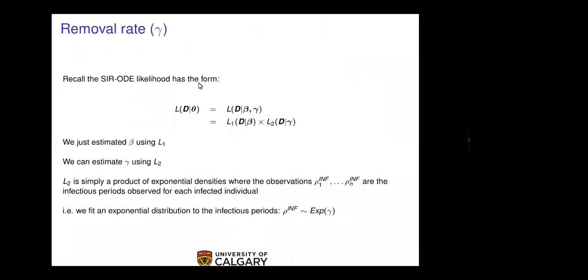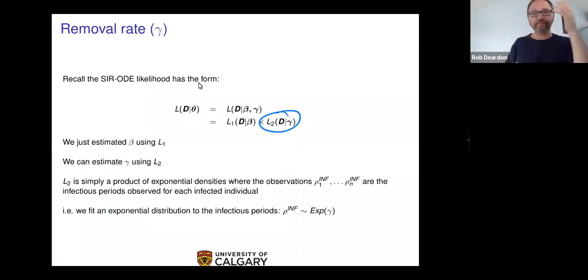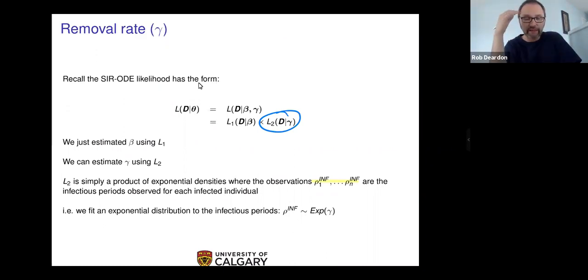So the removal rate side of things, I've got this other function. Remember that my infectious periods were basically just generated from an exponential distribution. So that likelihood, that L2, or that component of the full likelihood, is just a product of exponential densities, or, more generally, it might be gamma densities, if I decided to do it that way, where I have a bunch of observations which are the actual infectious periods. This is only possible here because I know the infectious period for each individual. So I can simply analyze those infectious periods to estimate the removal rate.